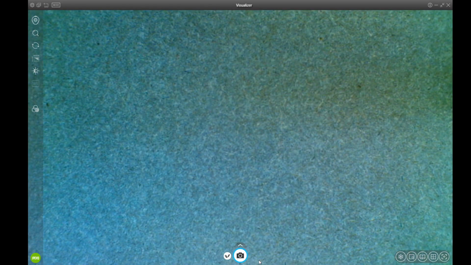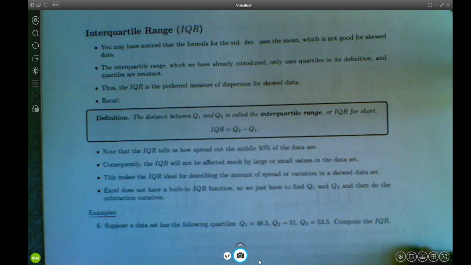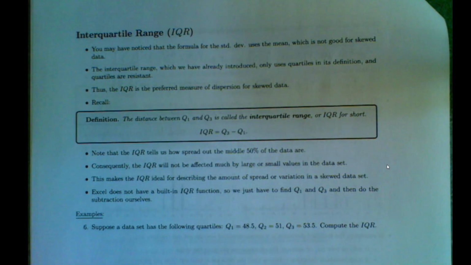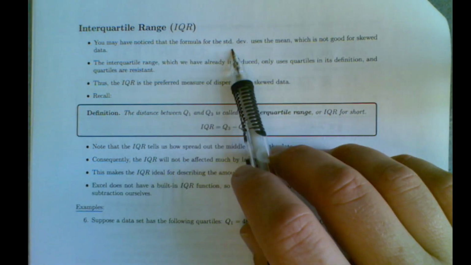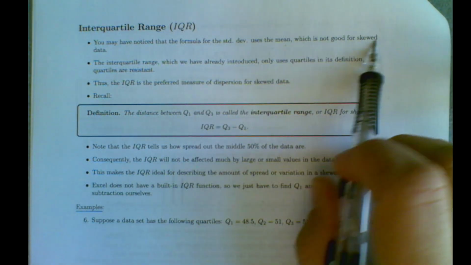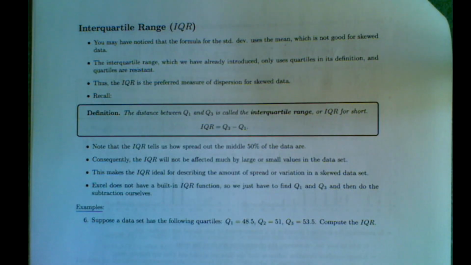All right, so that is the idea behind standard deviation. Let's talk about the interquartile range. This is something that we've actually brought up before. We talked about the interquartile range when we were looking at box plots and identifying outliers. We're going to bring it up here as a measure of dispersion, because you may have noticed that the formula for the standard deviation uses the mean, which is not good for skewed data. And consequently, the standard deviation is not going to be good for skewed data.